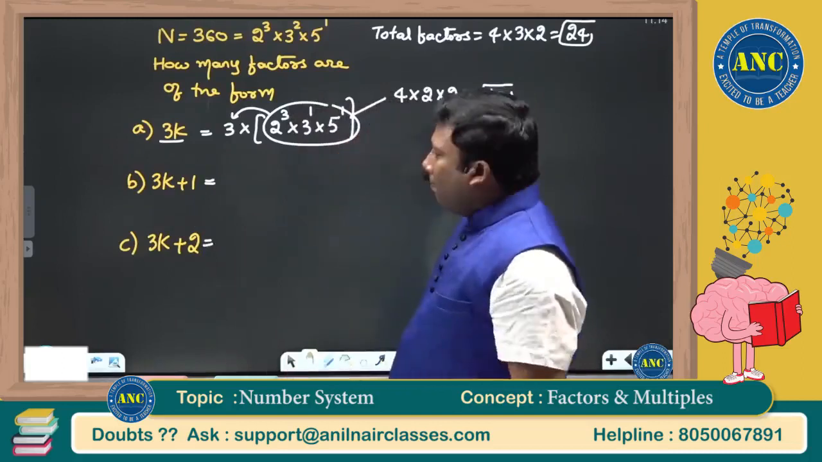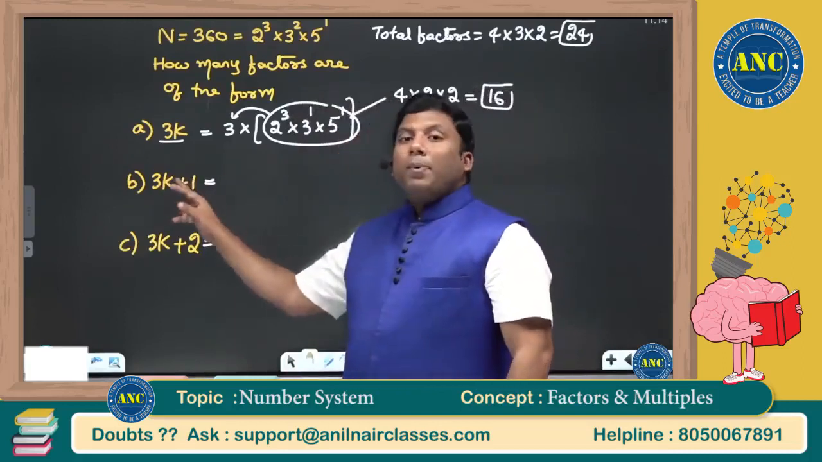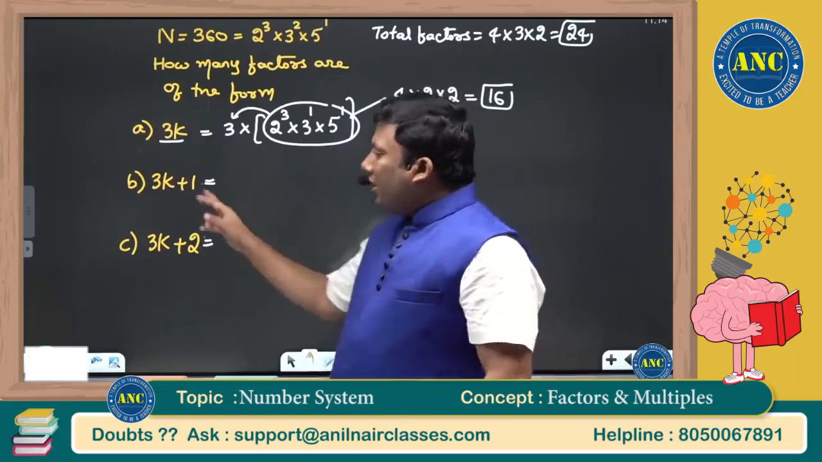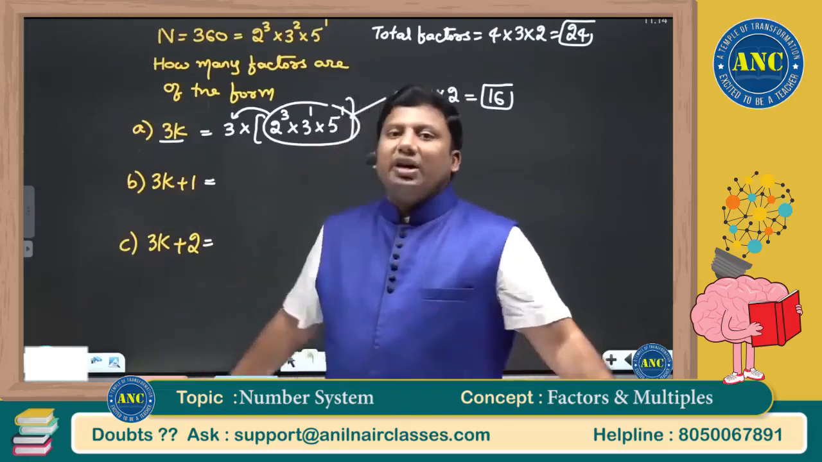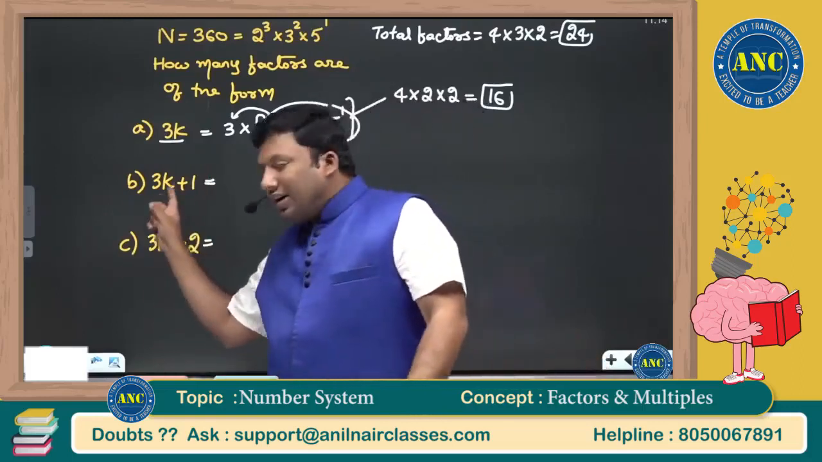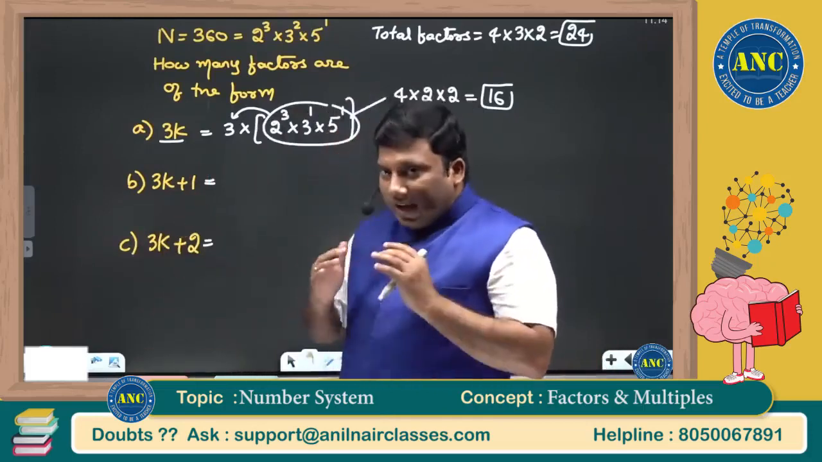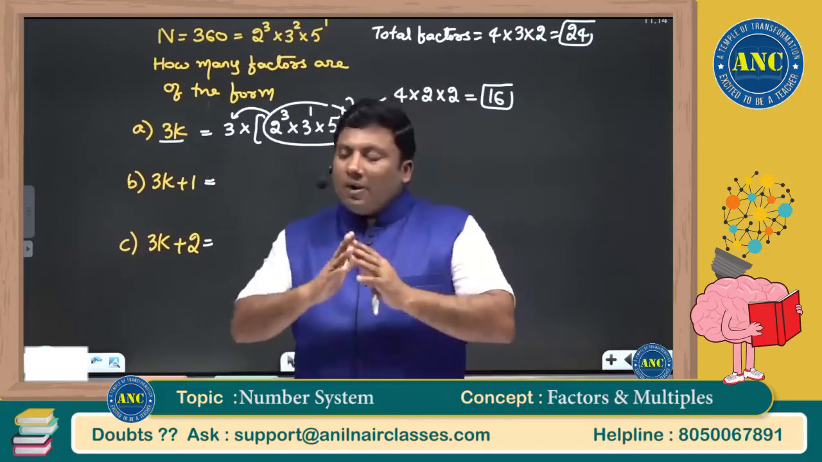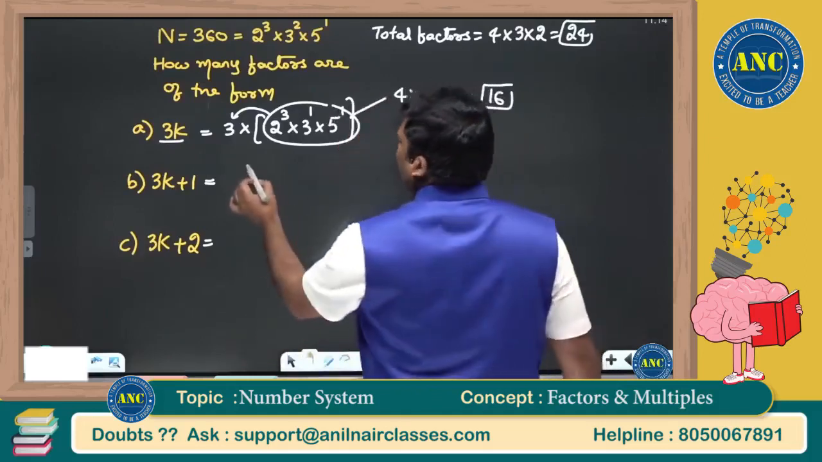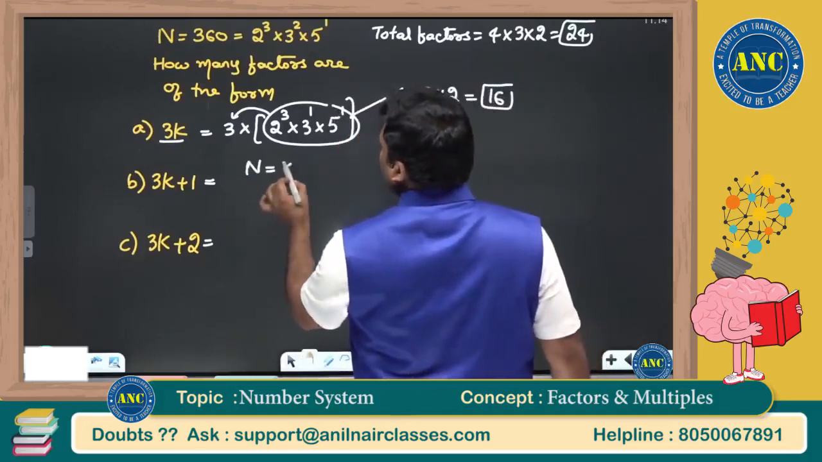Listen carefully. Next, 3k plus 1. What do you mean by 3k plus 1? It is not divisible by 3, because when it is divided by 3, it gives a remainder 1. 3k plus 1 means the number is not divisible by 3.